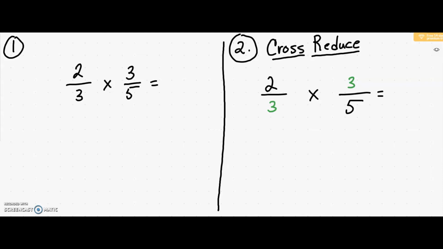All right, fifth grade, you're back for another lesson of Math Lessons with Mr. Morris, and today we're starting something brand new.